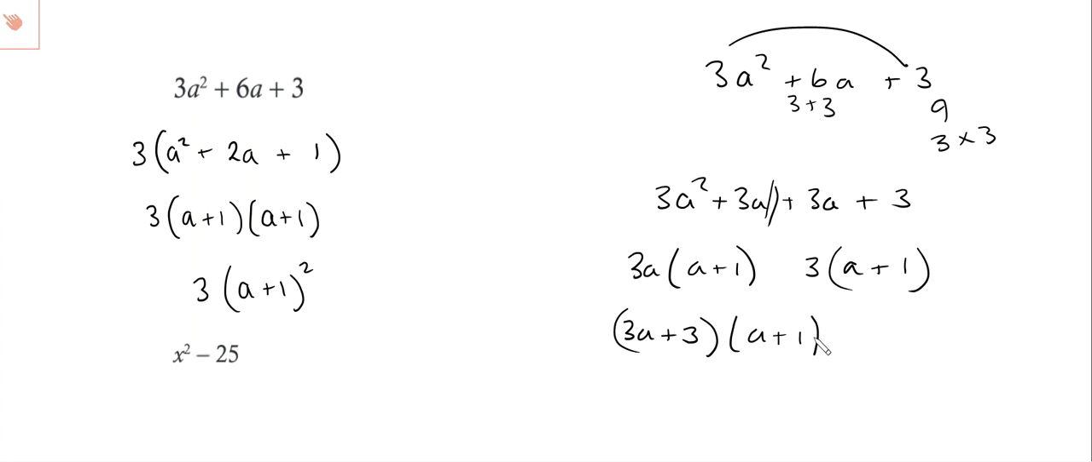Almost absolutely good. Almost. But what's missing? It's not fully factorized because if you look at this one, there is also a factor of 3 that can come out of that, yeah? So it would be 3 times a plus 1. That would be this bit times a plus 1, which gives you exactly what you had before.